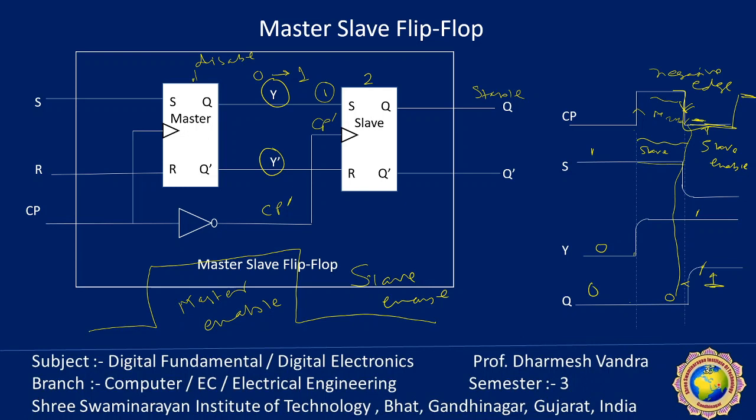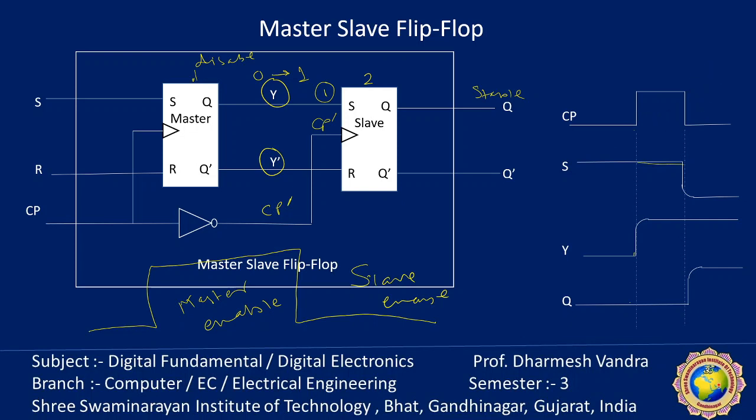So, the master-slave combination. The timing relationship is shown in this figure, illustrating the sequence of events that occur. Assume that the flip-flop is in the clear state, as I have already expressed: Y is 0 and Q is 0. The input condition is set 1 and reset changed to 0. The next clock pulse should change the flip-flop state Q to 1. The next clock pulse changes from 0 to 1.